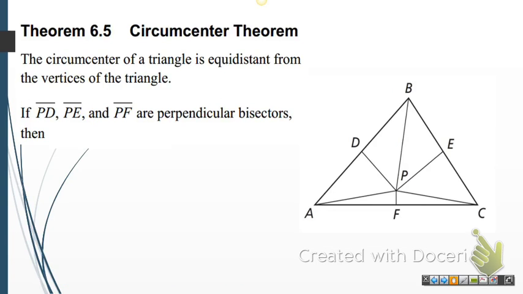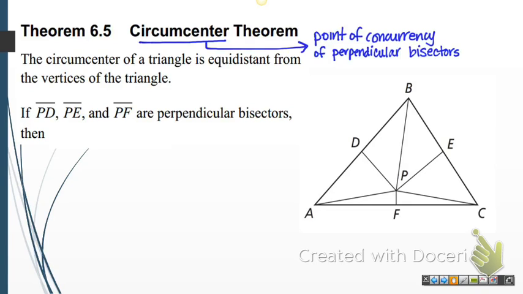So we'll have a theorem about the circumcenter. First of all, here's a triangle. And the idea is that PD, PE, and PF are all perpendicular bisectors, right? And what we want to do is see where those perpendicular bisectors intersect. In other words, what is their point of concurrency? If you have a point of concurrency of perpendicular bisectors, the vocabulary word is circumcenter. It's called the circumcenter.